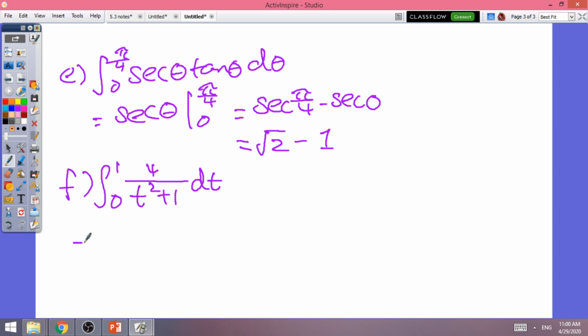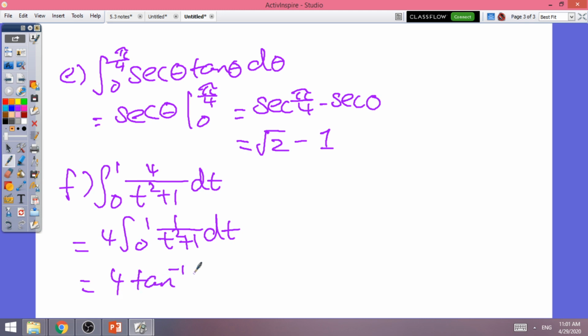Now one thing that we notice, 4 is the coefficient. We can always put it out. So we're left with 1 over t squared plus 1. Okay, so back to the formula that we have for the derivative. So this one looks kind of familiar to you. What's the antiderivative of this? That's right, it's inverse of tangent of t. So it's bounded from 0 to 1.